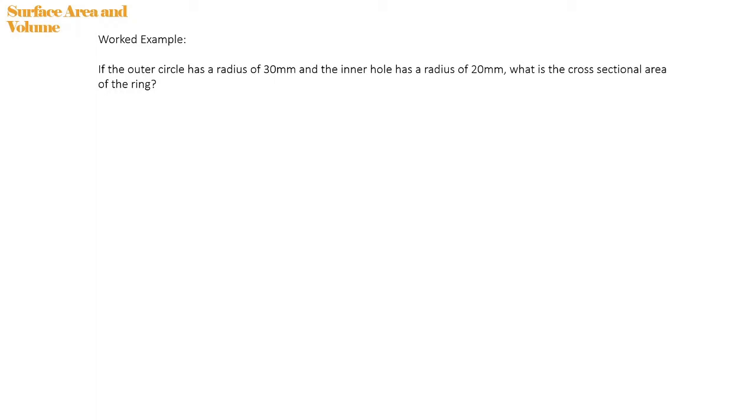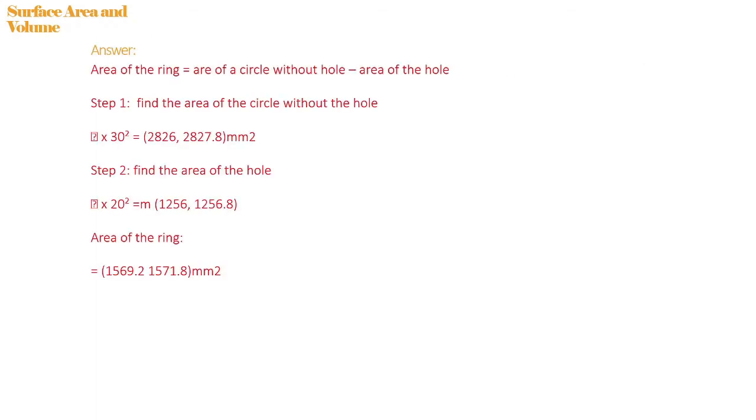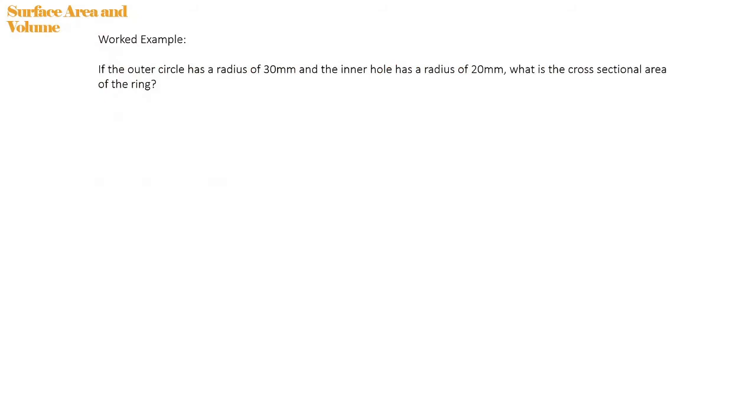Okay, so is there a volume question? If the outer circle has a radius of 30 millimeters and the inner hole has a radius of 20 millimeters, what is the cross-sectional area of the ring? Okay, so again, I'm going to flip-flop between the two and we'll go through it and see what we're doing.